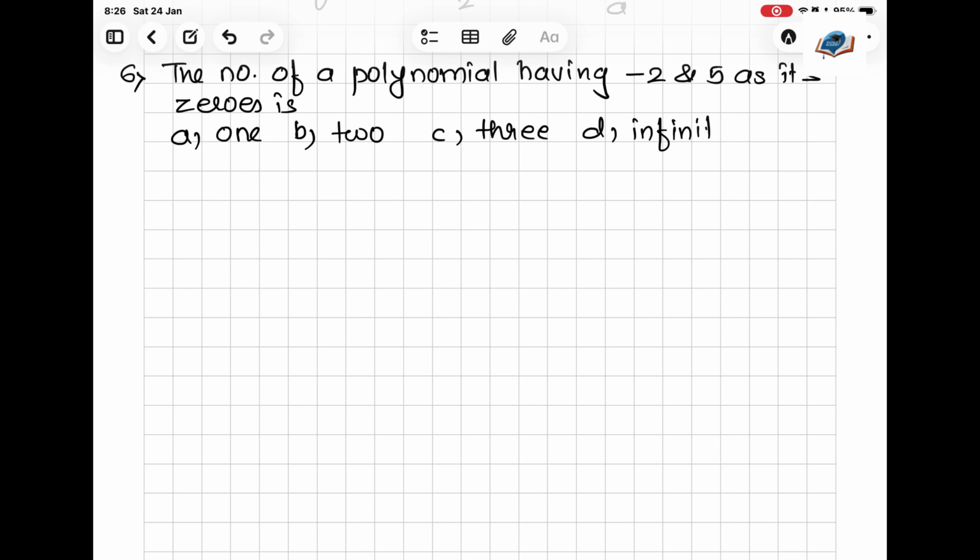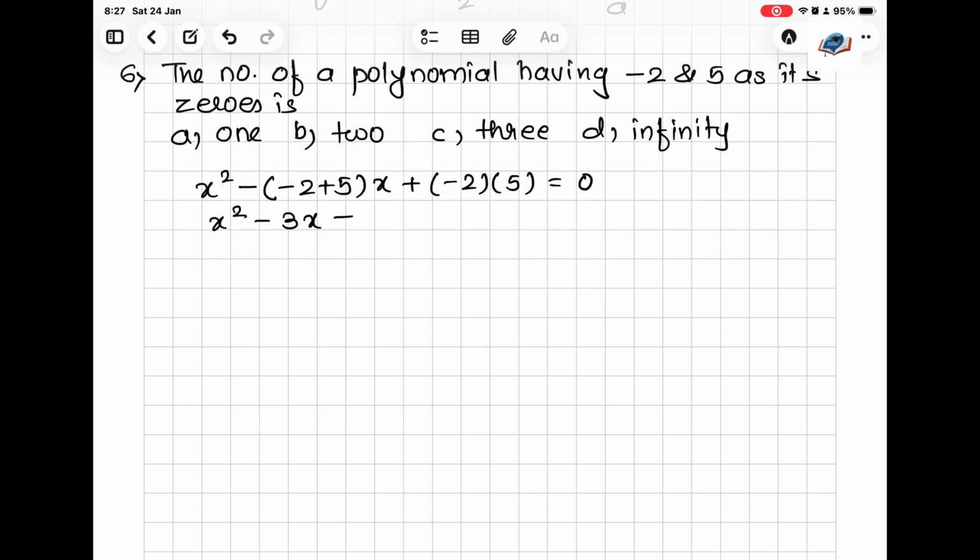So we know that if I solve this, I will get one common equation, that will be x square minus the sum of the zeros, so minus 2 plus 5, x, plus the product of the zeros, so minus 2 into 5, equal to 0. So this will give me x square minus 3x minus 10 equal to 0.